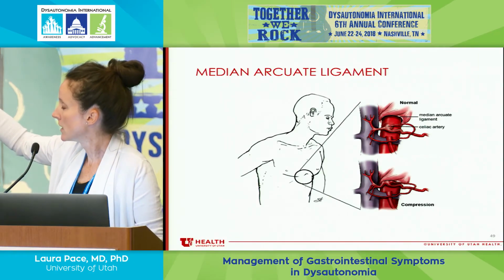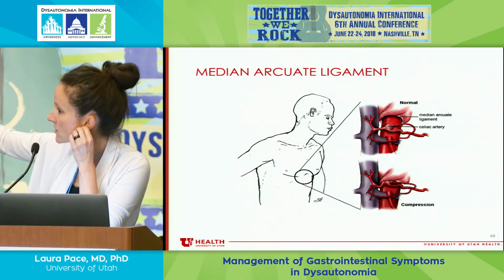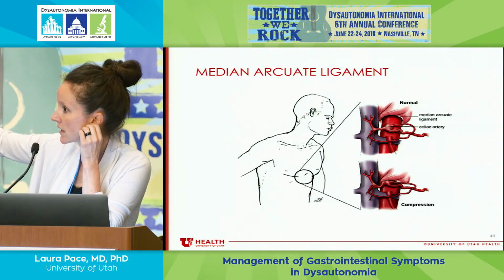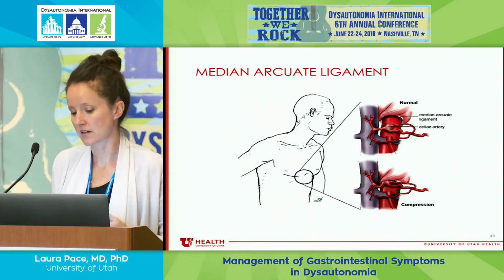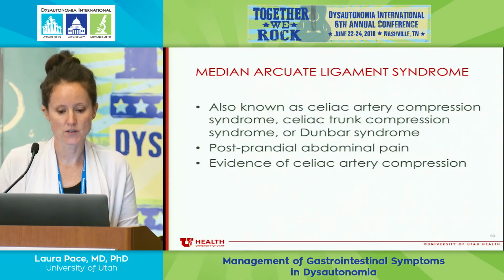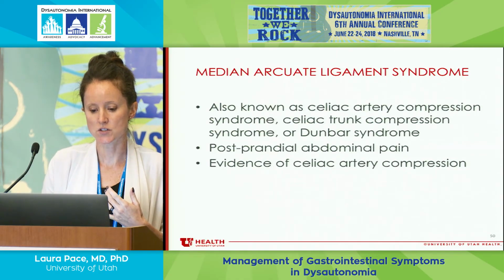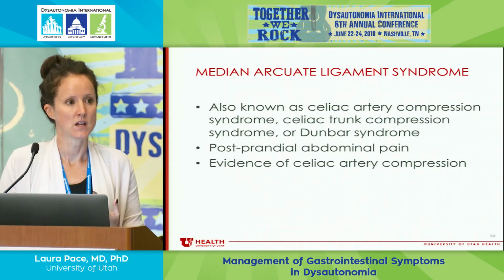In some individuals, it sits a little bit lower. And so this is thought to cause compression of the celiac artery. And historically, that's been our diagnostic criteria. It's also called a couple of other things like celiac artery compression syndrome, celiac trunk compression syndrome, and Dunbar syndrome.